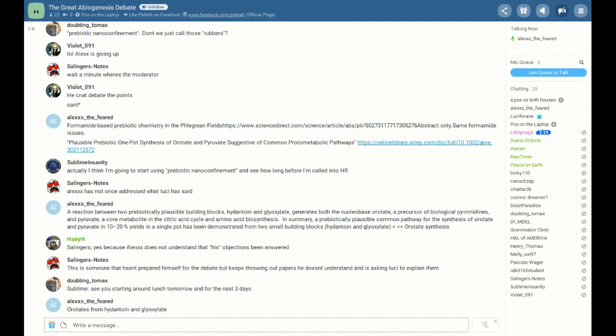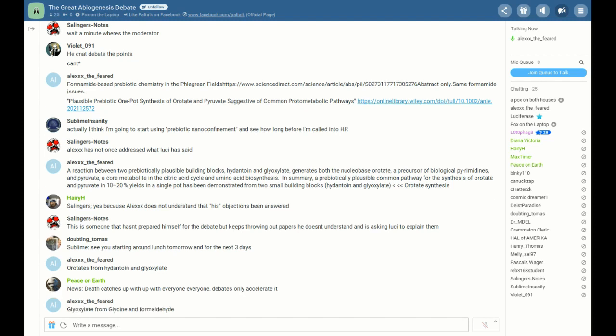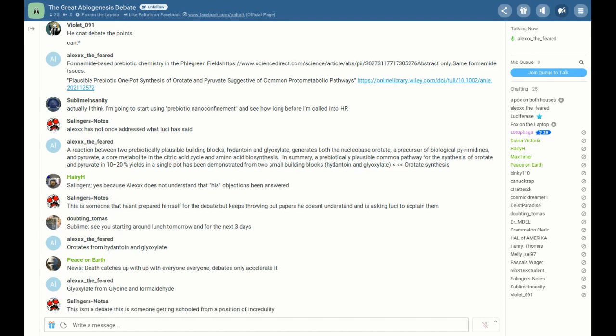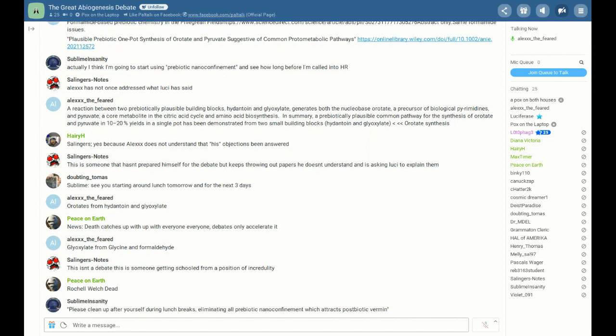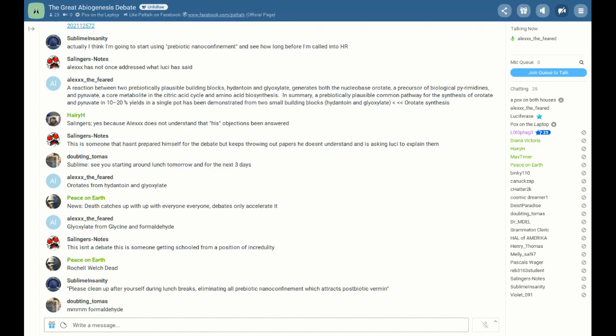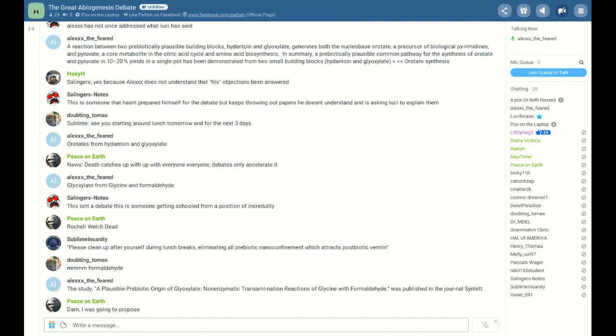But that second one is a problem. So we're going to synthesize that from that: glyoxylate from glycine and formaldehyde. Great. So let's look that up and see how we can manage that. And here you go. Paper. Study. Another paper: plausible prebiotic origin of glyoxylate, non-enzymatic transformation reacting glycine with formaldehyde, published in the journal Synlett. Okay, so this isn't one you sent me. This is my own stuff.